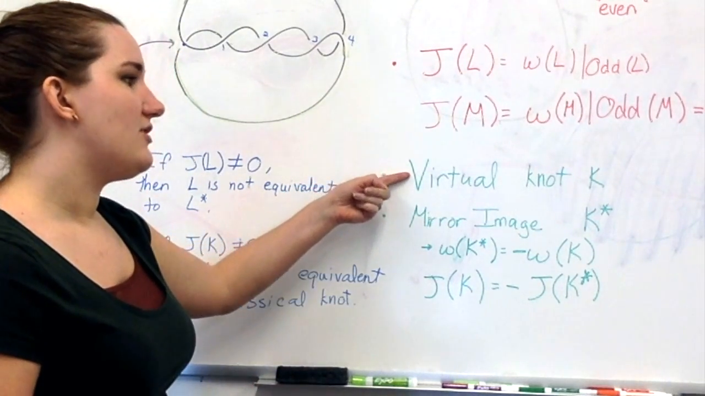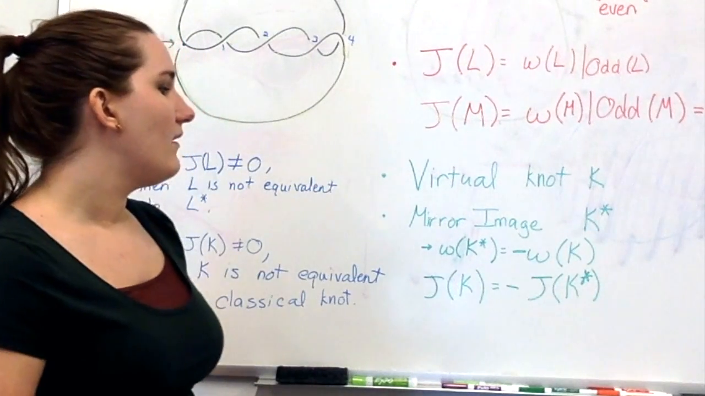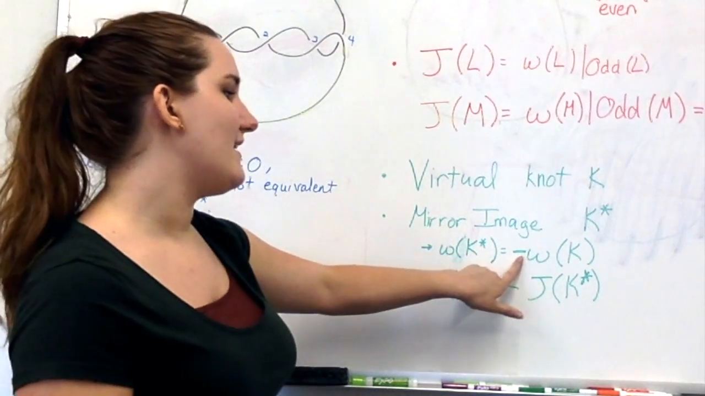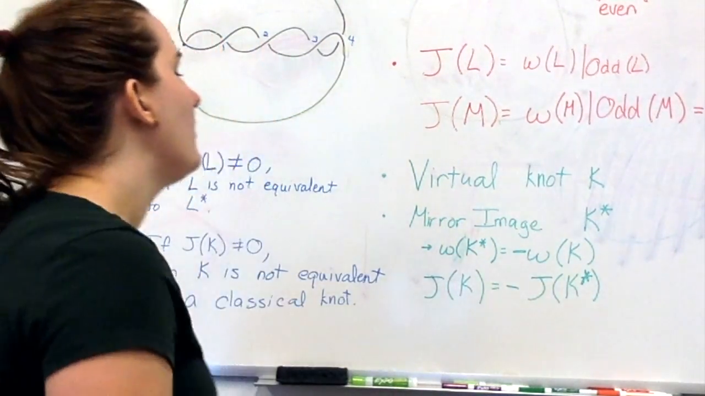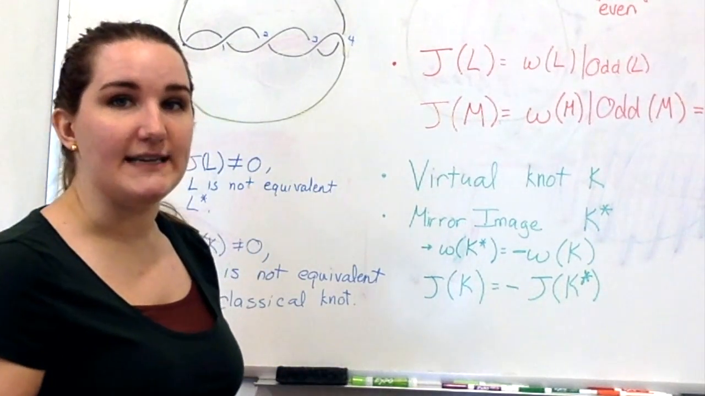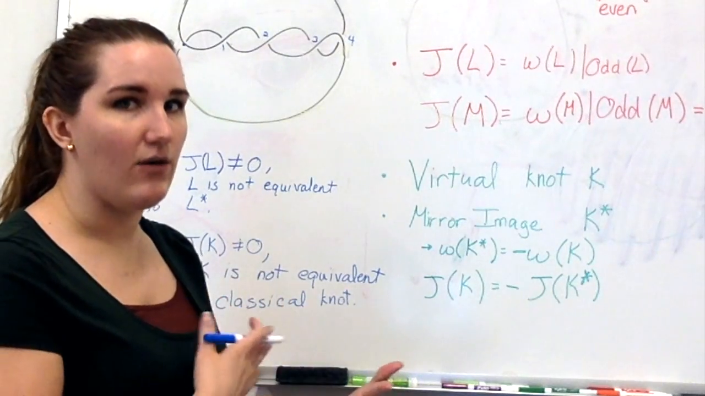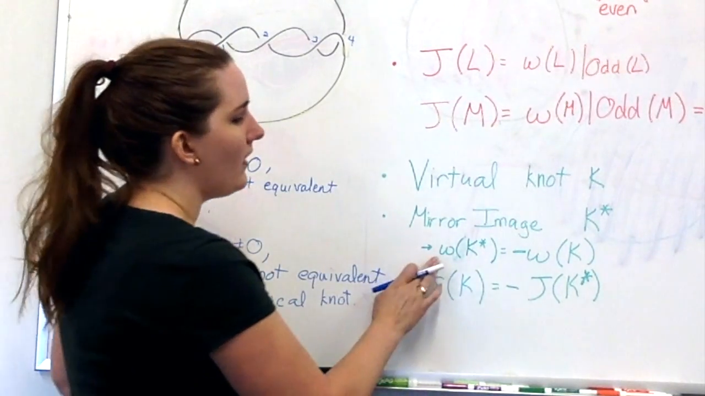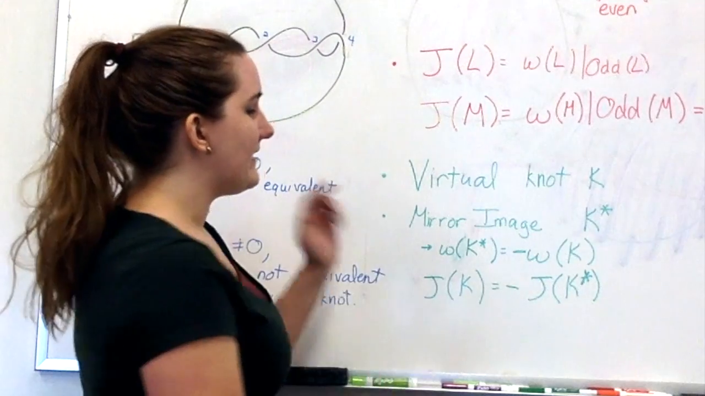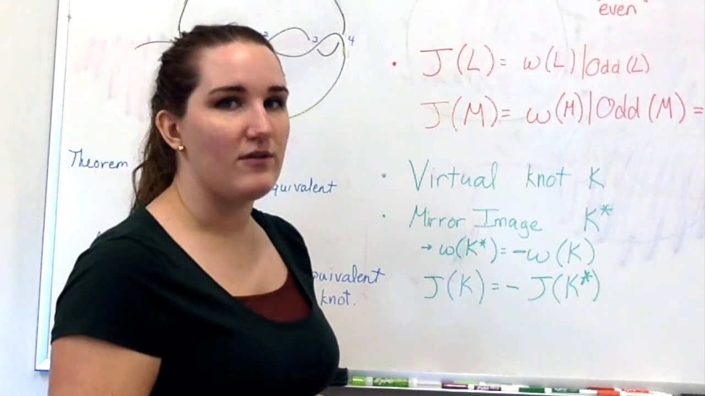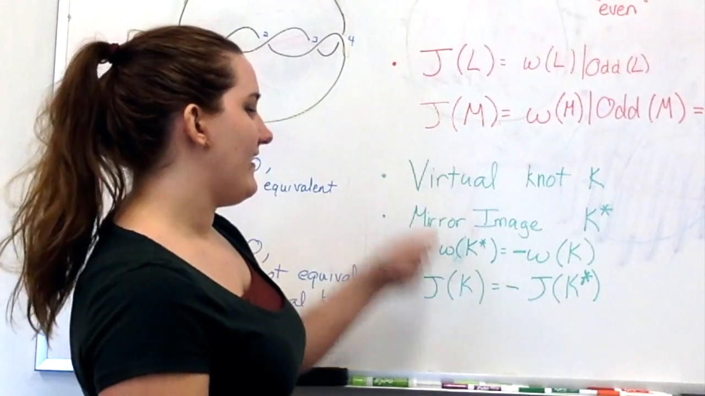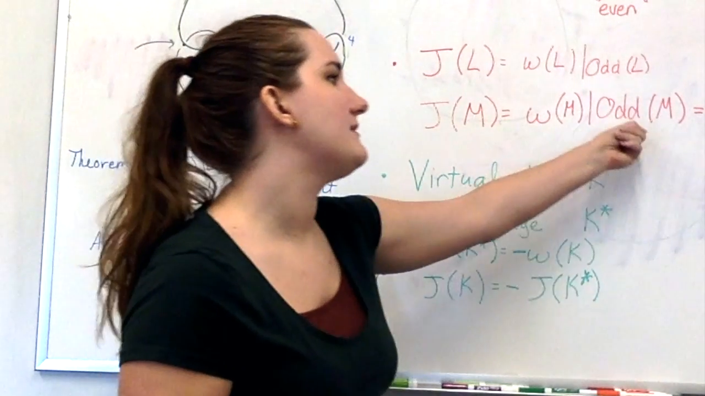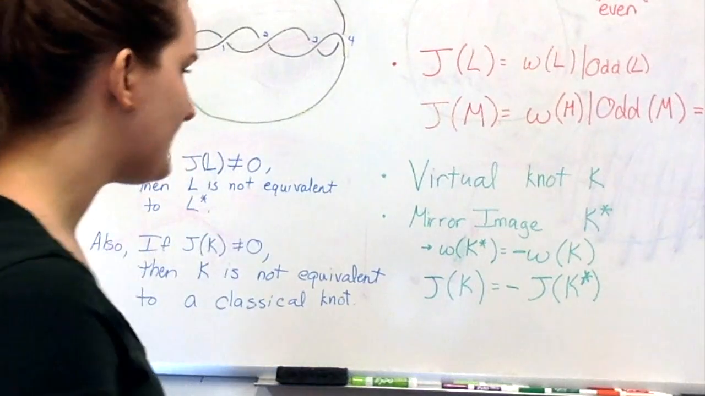The mirror image of the virtual knot K is K star. Earlier in this course, we have also shown that the writhe of K star is the opposite of the writhe of K. We get the mirror image by changing all of the crossings, so that, of course, changes how all of those writhes work. Anything that would be positive would turn negative, anything negative turns positive. So that means that since K and K star have the same number of odd crossings, J of K is going to be the opposite of J of K star, because their writhes are opposite, but they have the same number of odd crossings.